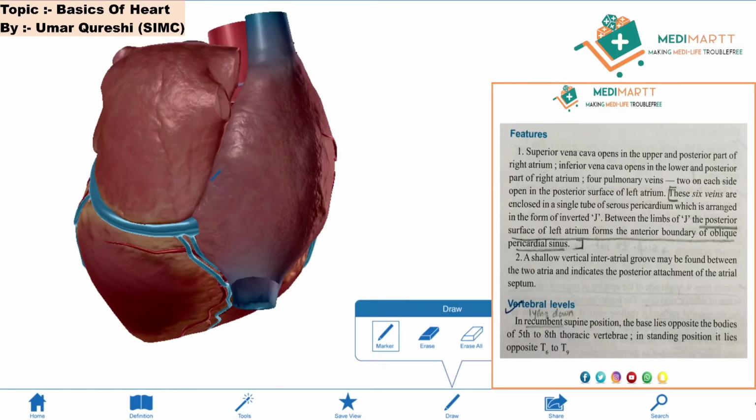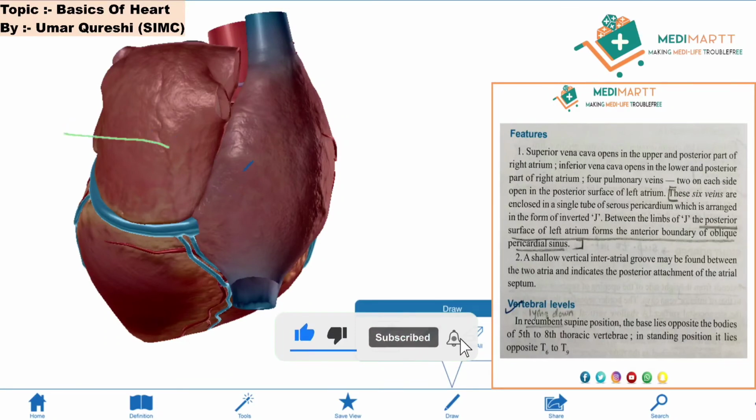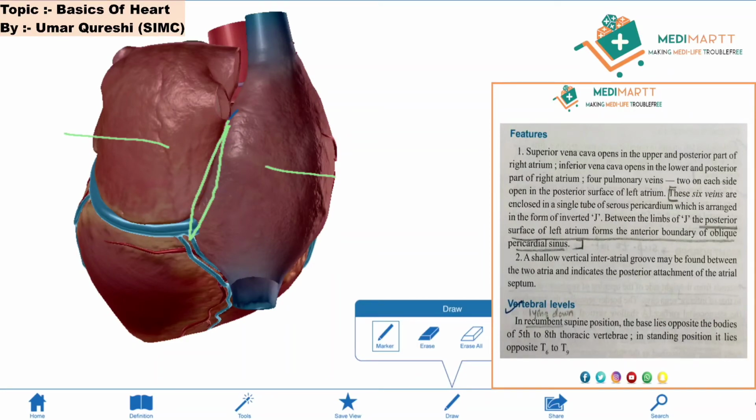But we will understand a shallow vertical interatrial groove. Now what is the interatrial groove? As you know, this is the left atrium, this is the right atrium. This groove you can see over here is called the interatrial groove. Inter means between, and atrial means the two atria. So a shallow vertical interatrial groove may be found between the two atria, and indicates the posterior attachment of the atrial septum.